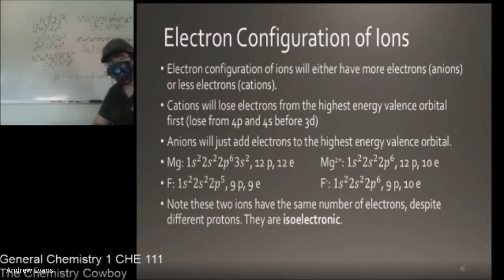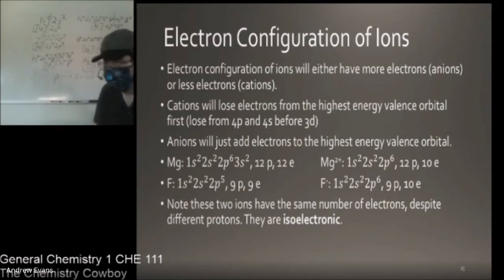Yes, technically 3d is higher energy than 4s, but 3d is closer to the nucleus. So when we're looking at that atom, if 3d is right here, 4s is here. So it's easier to take from the s before you can take from the d.